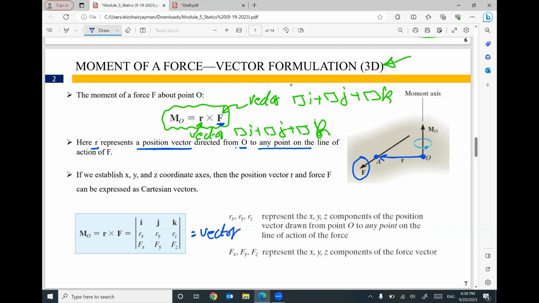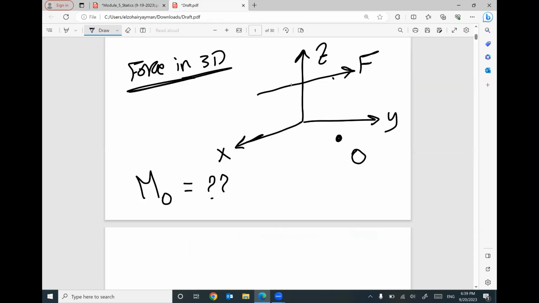Wow. What? The final moment in this case is not just one value. No, it will be a vector: number i plus number j plus number k. So your final moment for this force about this point will be a vector also. Does that make sense? Keep in your mind, don't worry.